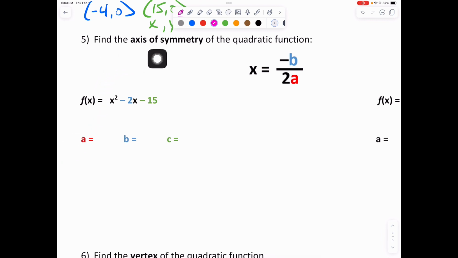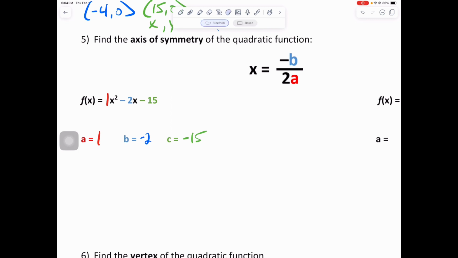Number 5, find the axis of symmetry of the quadratic function. Sure, guys, same thing. You could plug all of these into Desmos, but let's go ahead and work it through. Let's do some identifying. All right, what is our A value? Great job from last time. And if you do, again, want to put that imaginary 1 in there for your notes, do so. B equals, yes, -2. Let me get that in blue. And our C is, excellent job, -15.